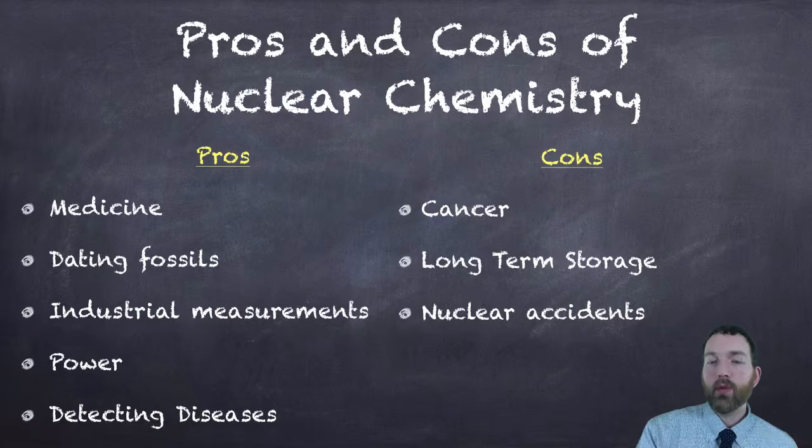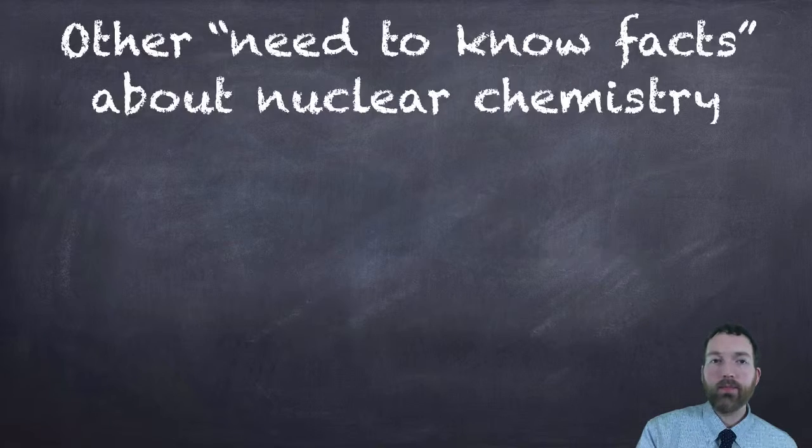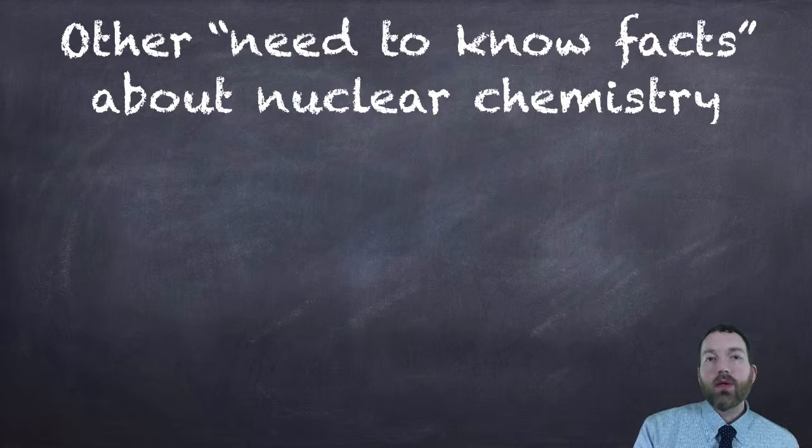If a nuclear power plant melts down, it can be catastrophic in what it does to the ecosystem and the people living around it. So there are other need-to-know facts about nuclear chemistry that, I don't know why, but for some reason the New York State Regents wants you to know.